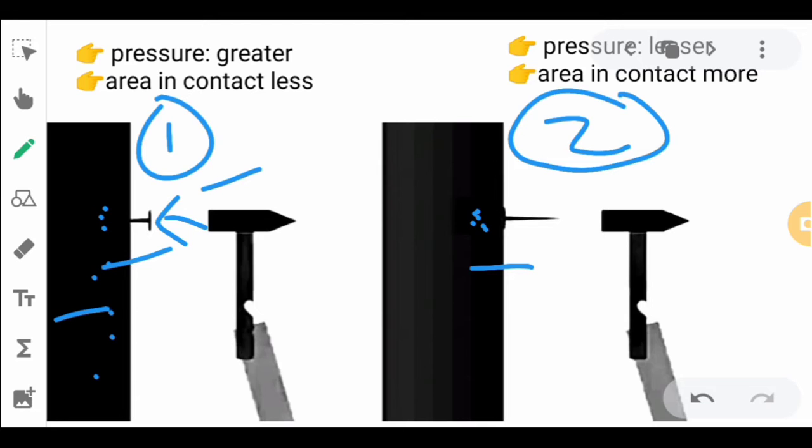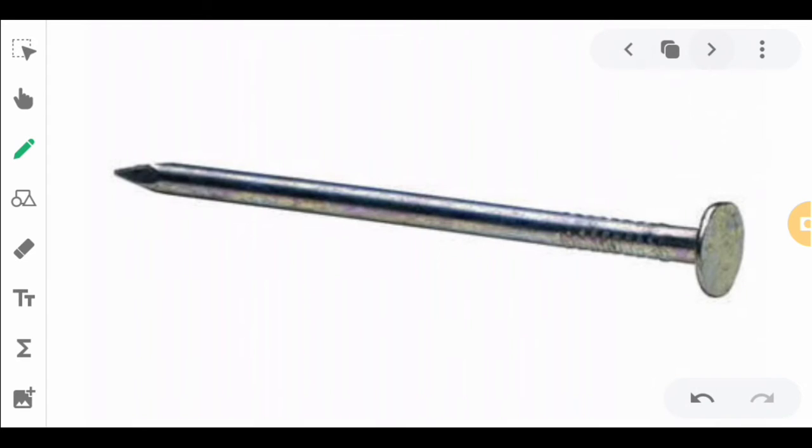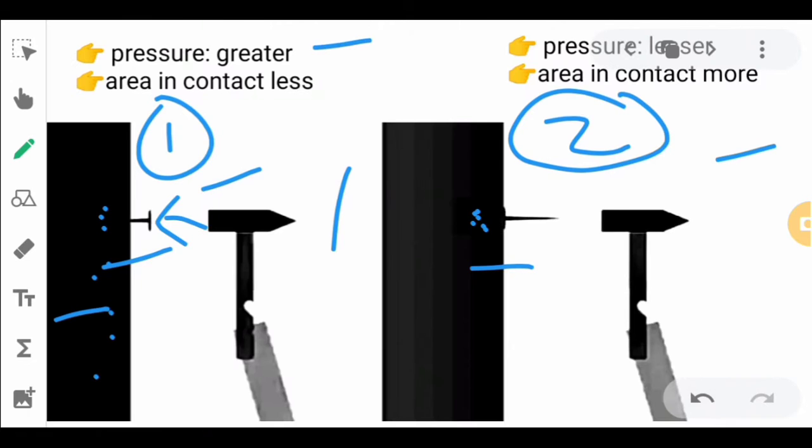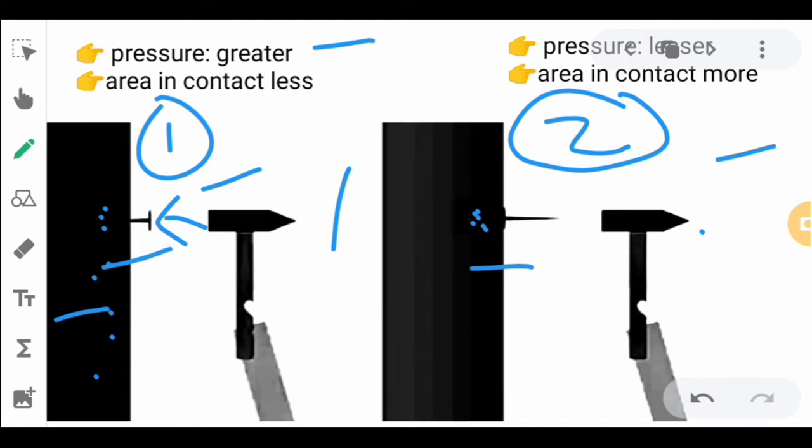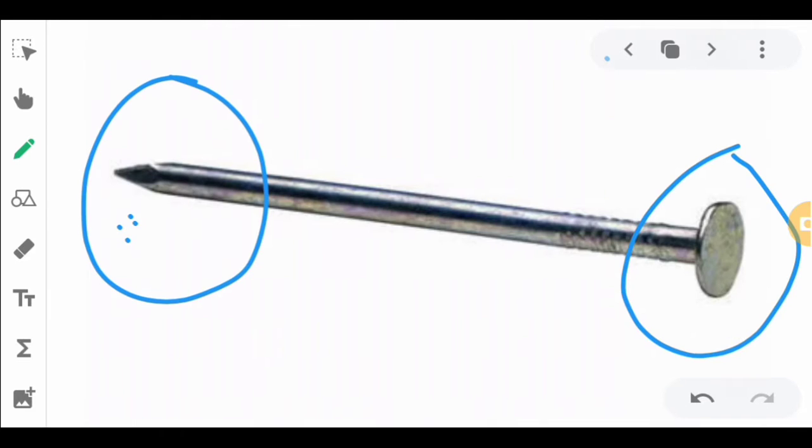The pressure in the first scenario is greater compared to the second scenario. We have a lesser pressure in the second because the area in contact is greater if you enlarge the nail. If you pierce the wall with the pointed part, the pressure will be greater because the area in contact is less. And if you hammer the flat side on the wall, as in the second scenario, the pressure is lesser compared to the first scenario because the area in contact is greater. So why is that?